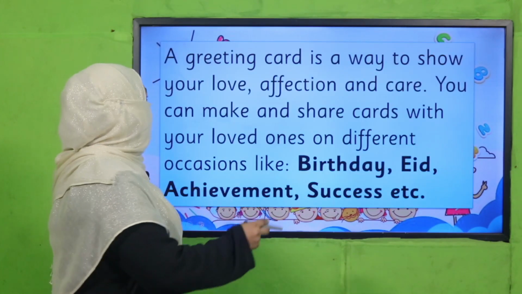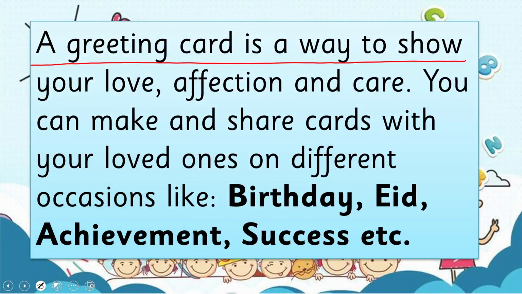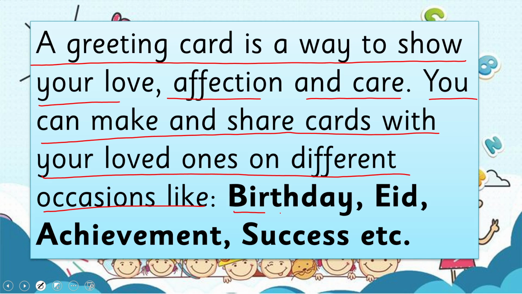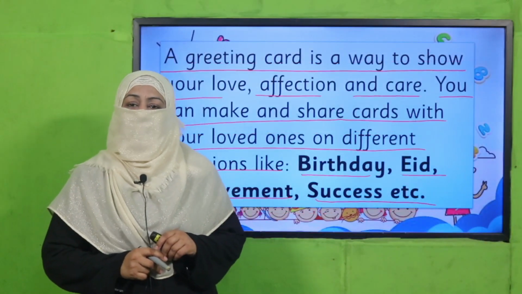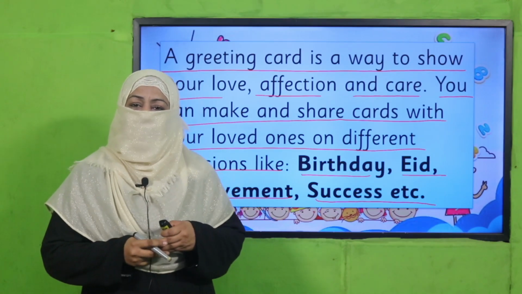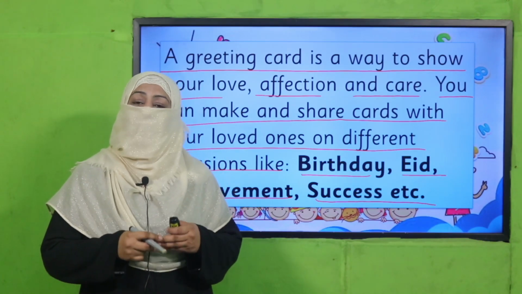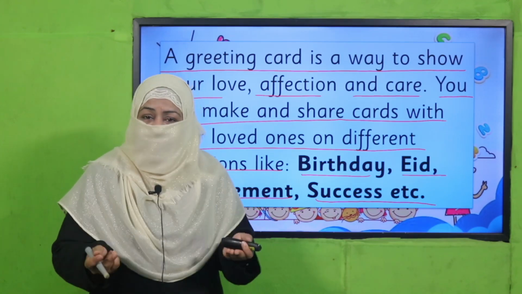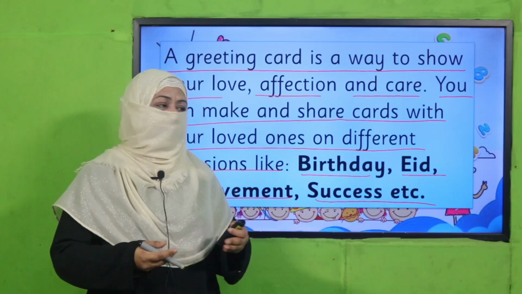Okay. And what is a greeting card? A greeting card is a way to show your love, affection, and care. You can make and share cards with your loved ones on different occasions like birthday, Eid, achievements, success, etc. So, beta, the way we say it, likewise, we can make a card to show that love. You can make a greeting card for your teacher, for your mother, for your friends, for your sister, father, for anyone you want to show your love.